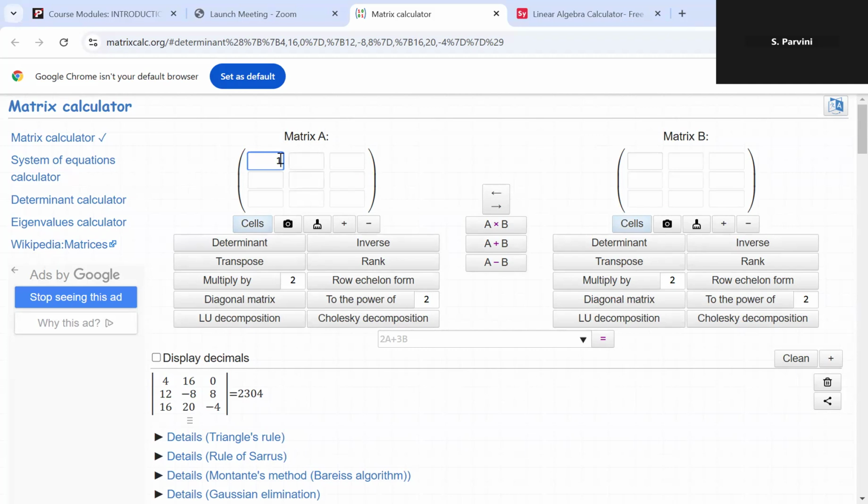I'm just going to give this software another chance. 1, 4, 0, 3, -2, 2, 4, 5, -1. The inputs look correct, right? Nothing looks bad. And here's the determinant. Oh, 36. So go figure. So 36 is right.